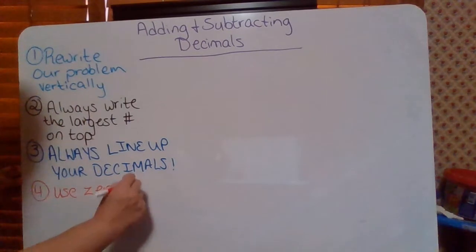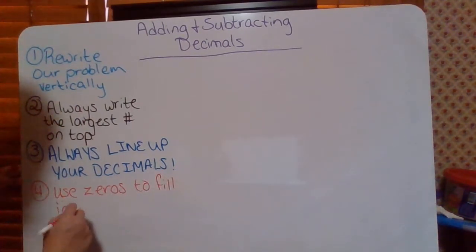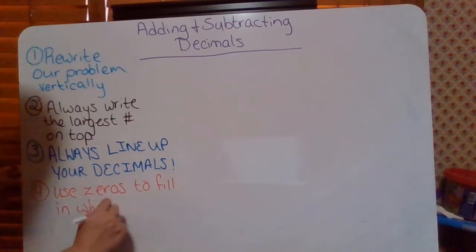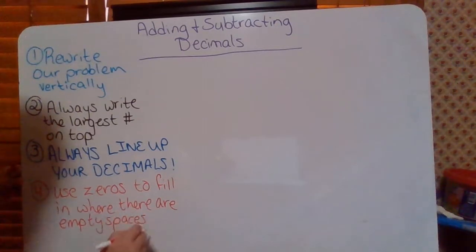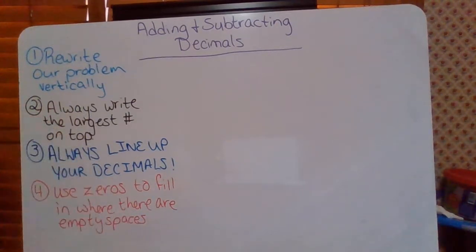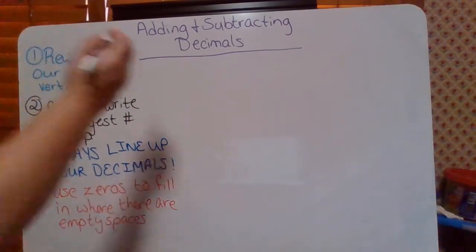zeros to fill in where there are empty spaces. And that'll make more sense in a minute, okay? So you're going to use zeros to fill in where there are empty spaces. So those are the steps that we're going to use. Now, as we do it, it's just going to become like second nature to you. We're just going to do it, and you're not even going to think about it anymore.